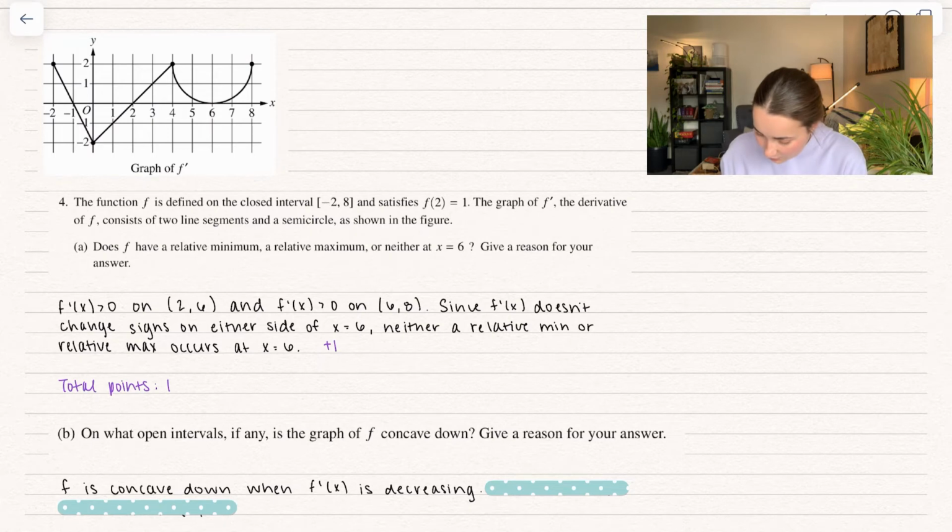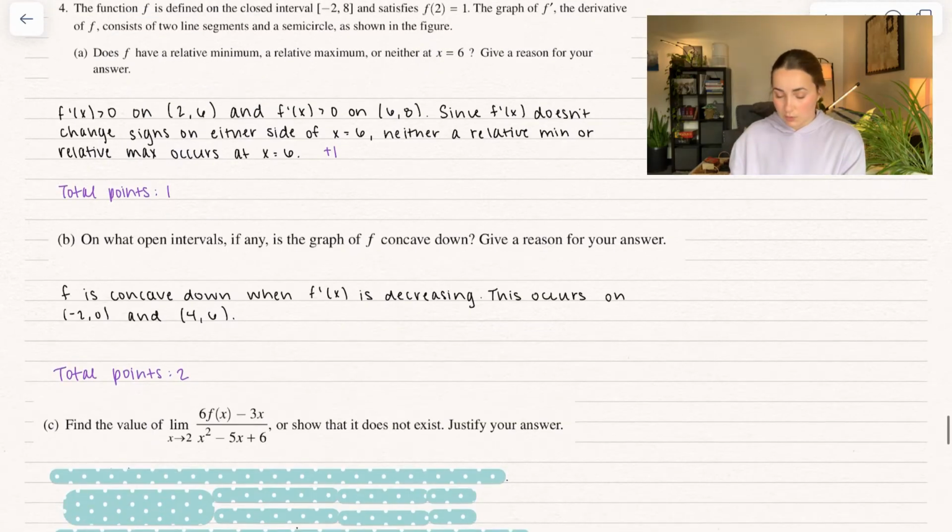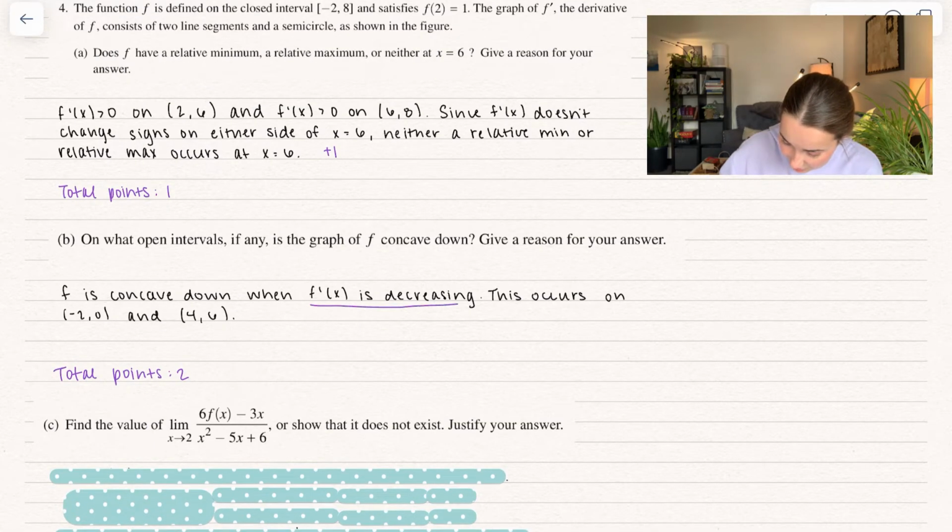So if we look at our actual graph, we can see it's decreasing from -2 to 0, which I think is going to be right here. Oh, nope, I'm not going to reveal it yet. And we also have it's decreasing from 4 to 6. And those are the two intervals where it's going to be concave down. So this one's worth 2 points. Let's talk about where the points are. First, you have the explanation. So if you know that it's going to occur when it's decreasing, that's 1 point. And then you get 1 point for saying both those intervals.